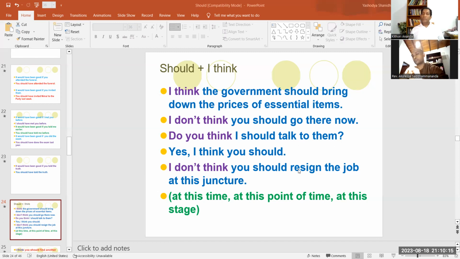Yes, I think you should. No, I don't think you should. You can either positively or negatively respond. Yes, I think you should. Or you can say, no, I don't think you should. You see that all the time, you don't make the should part negative or interrogative. You make negative or interrogative the phrase of I think, not the should sentence, not the should part. I don't think you should resign or quit the job at this juncture.